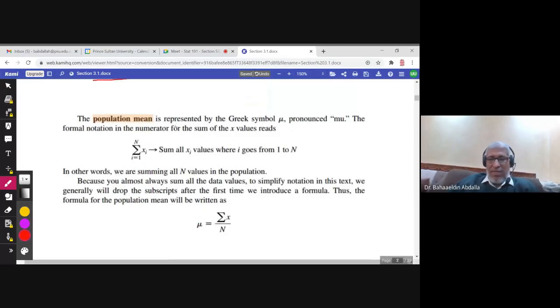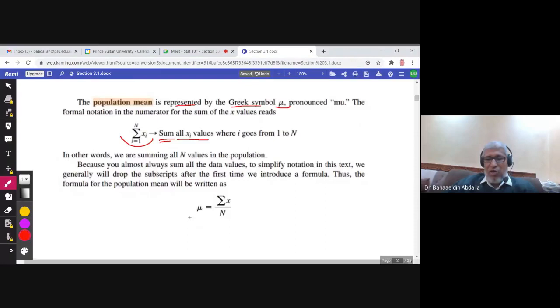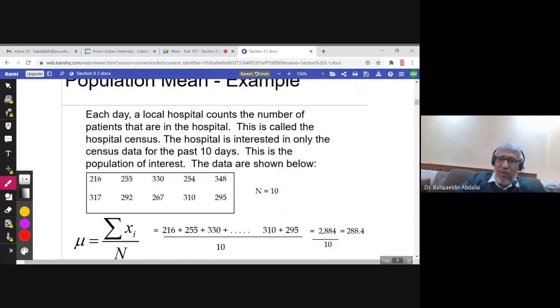So we represent the population mean by the Greek letter mu, okay? And this symbol means sum. We add all the values, where i goes from 1 to the size of the population, capital N. It is understandable if we write summation x, we don't have to write summation i from 1 to capital N. So we will usually write it like this: mu equals summation x over capital N. This is the definition of the population mean.